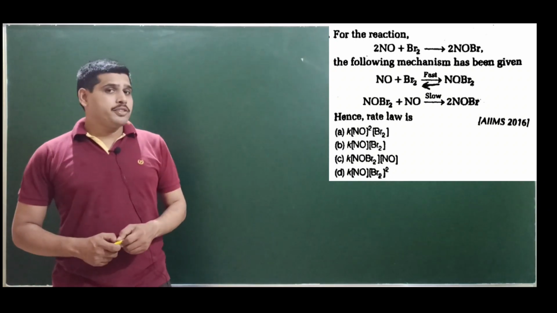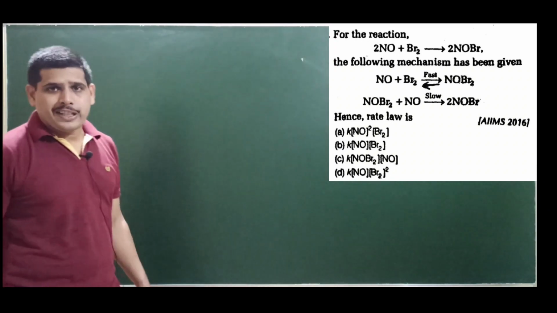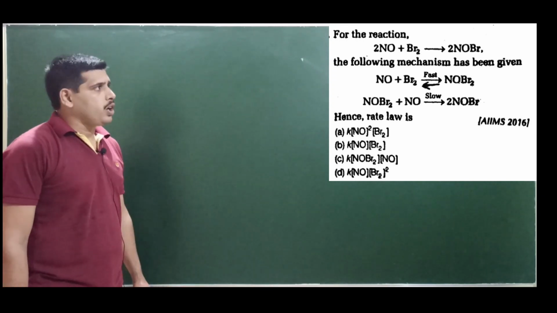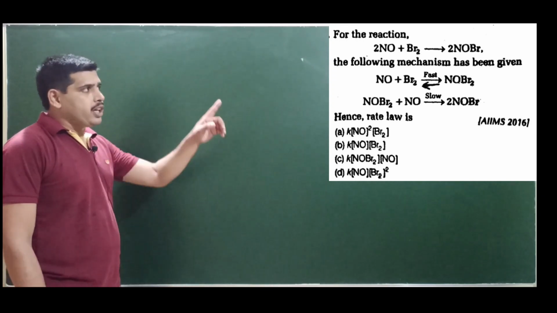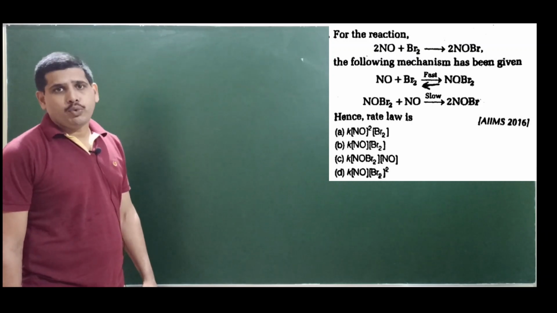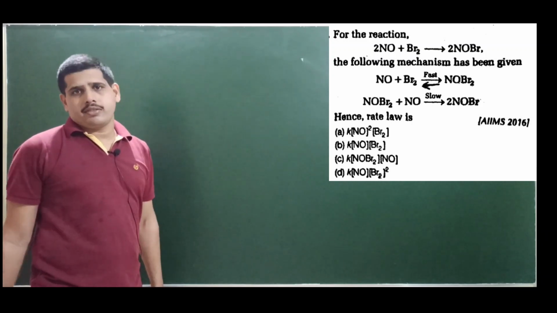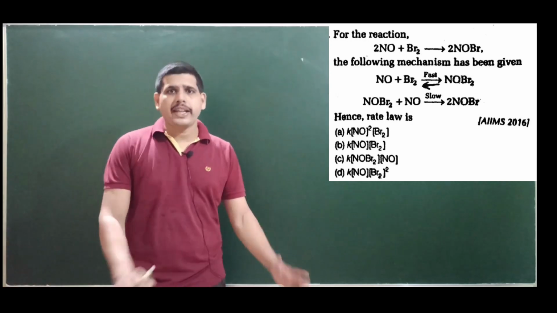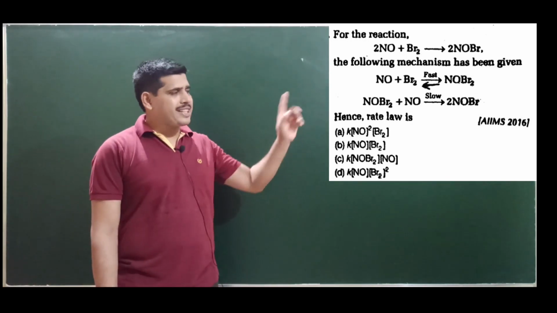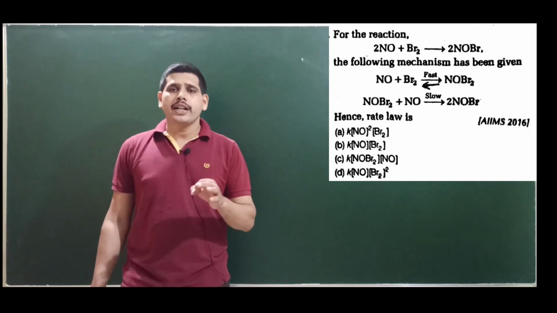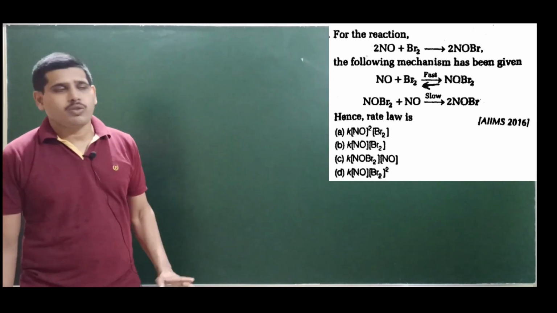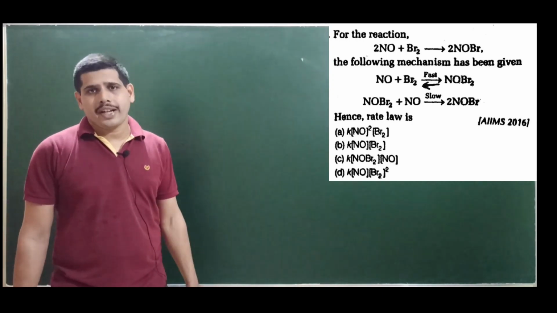Dear students, here we are given the formation of nitrosyl bromide, NOBr. NOBr is forming by the combination of nitric oxide, NO, and bromine. Now for this particular chemical reaction, stepwise reactions are given. I mean to say that the mechanism is told. Of course, one is a fast step, the other one is a slow step. Now it is up to us to find out the rate law. What is the correct rate law for this chemical reaction is the question.